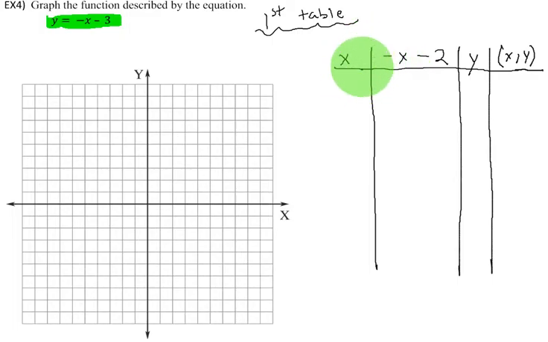Now when generating ordered pairs, you get to create whatever x values you want. I like to keep the math simple, but I like to get an overall view of what my graph looks like, or what my function looks like. So I'm going to start with negative 3. Negative 3, negative 2, negative 1. I'll use the value 0, positive 1, positive 2, and positive 3.